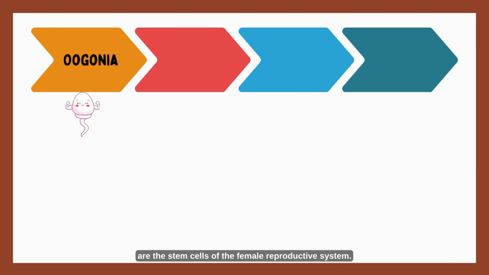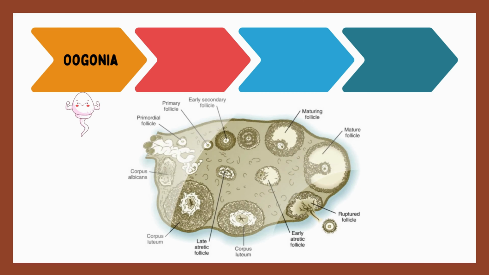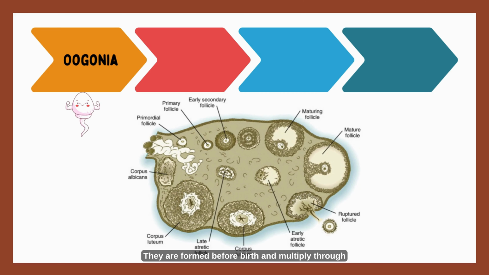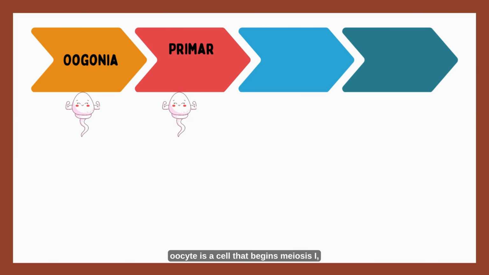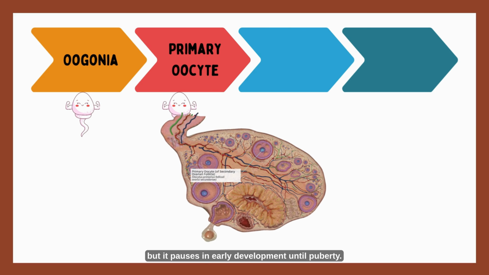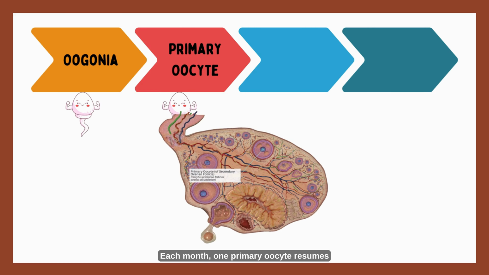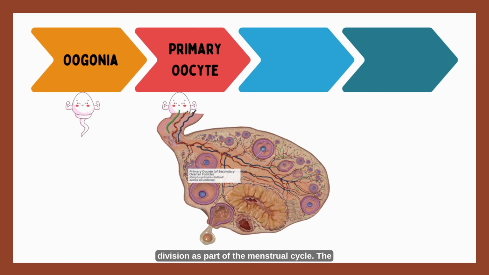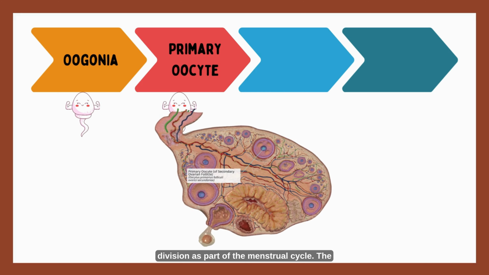Oogonia are the stem cells of the female reproductive system. They are formed before birth and multiply through mitosis, giving rise to the cells that will become egg cells. The primary oocyte is a cell that begins meiosis I, but it pauses in early development until puberty. Each month, one primary oocyte resumes division as part of the menstrual cycle.